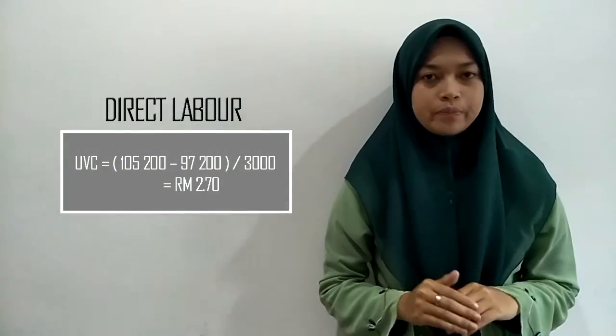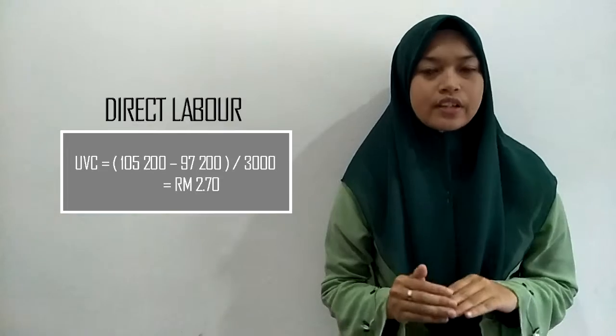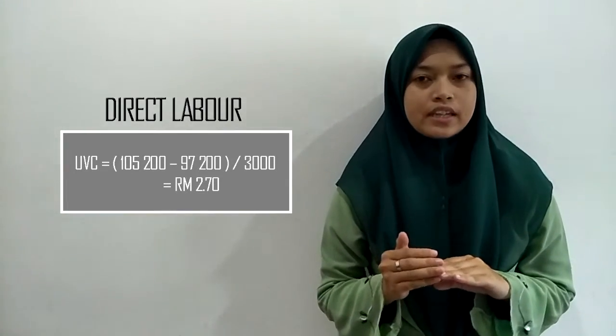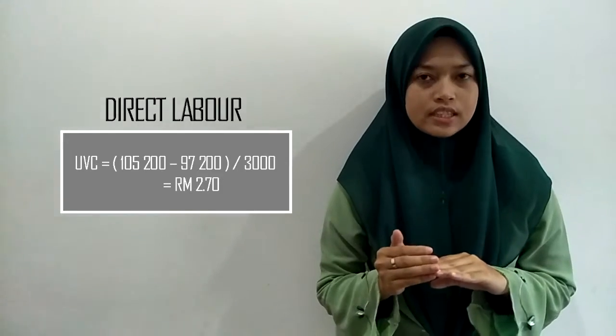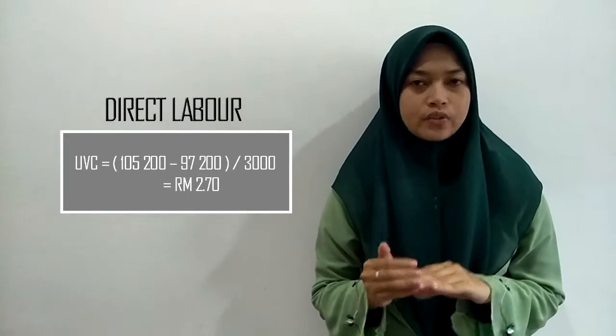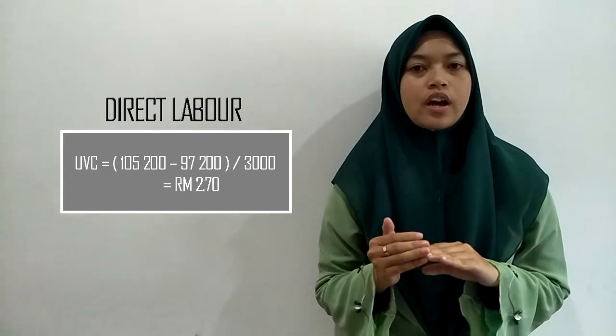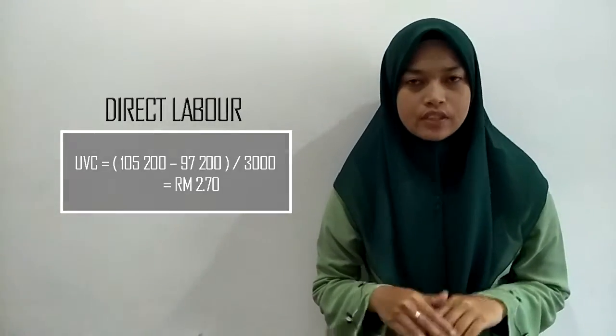Find the UVC and FC for all the costs using the high and low method in order to segregate the fixed cost. UVC for direct labor: 105,300 minus 97,200, divided by 3,000. So we got RM 2.70.